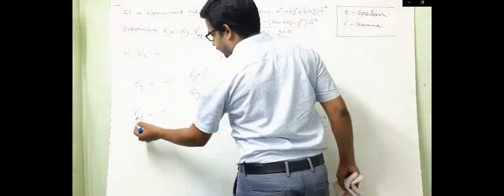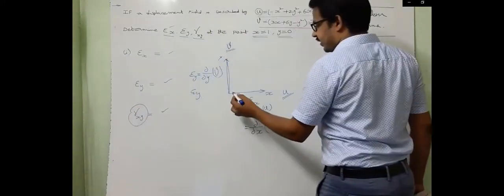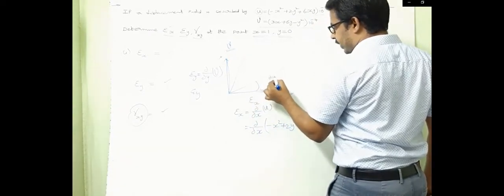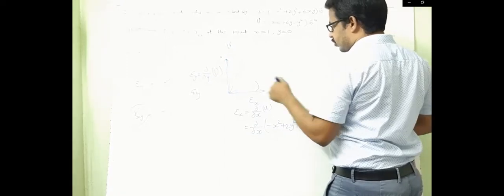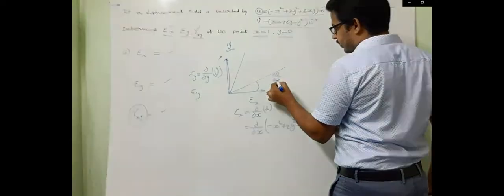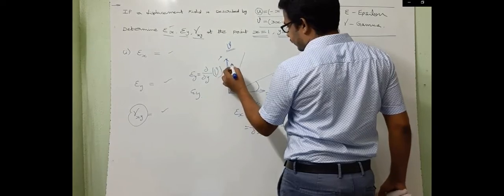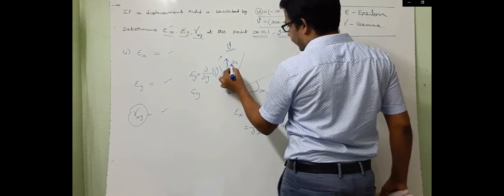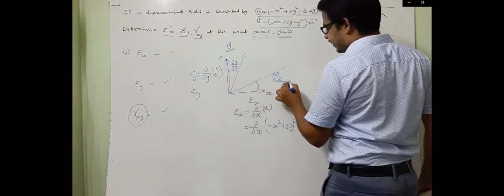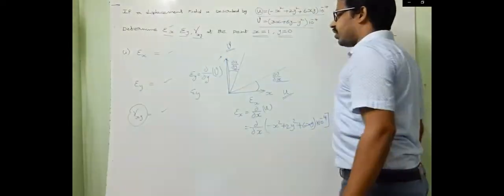So here gamma xy. In this diagram, this is dou v by dou x and dou u by dou y. This is along the x direction, this is along the y direction.